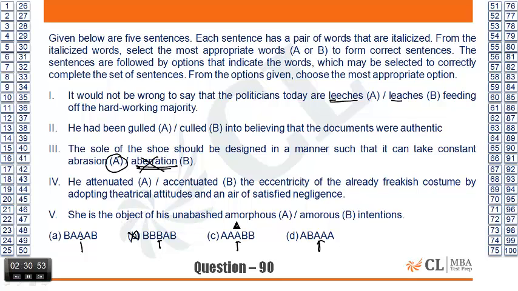She is unabashed. Amorphous. Amorphous sounds chemistry type. Does it help in any way? Doesn't help. Chuck it. I don't know. 90. One more gone.